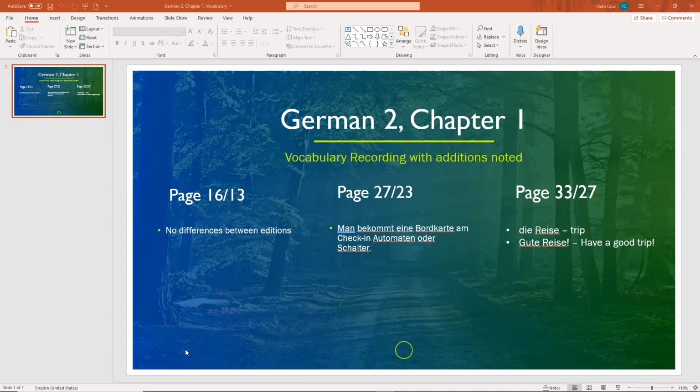Now the ist abgeflogen should look familiar to you. That is your two-word past tense. And you remember that you have either haben or sein as your helping verb. The sein is primarily where you have the verb that's indicating motion. So this plane taking off is going to take that helping verb sein because it's in motion. So I have ist abgeflogen.